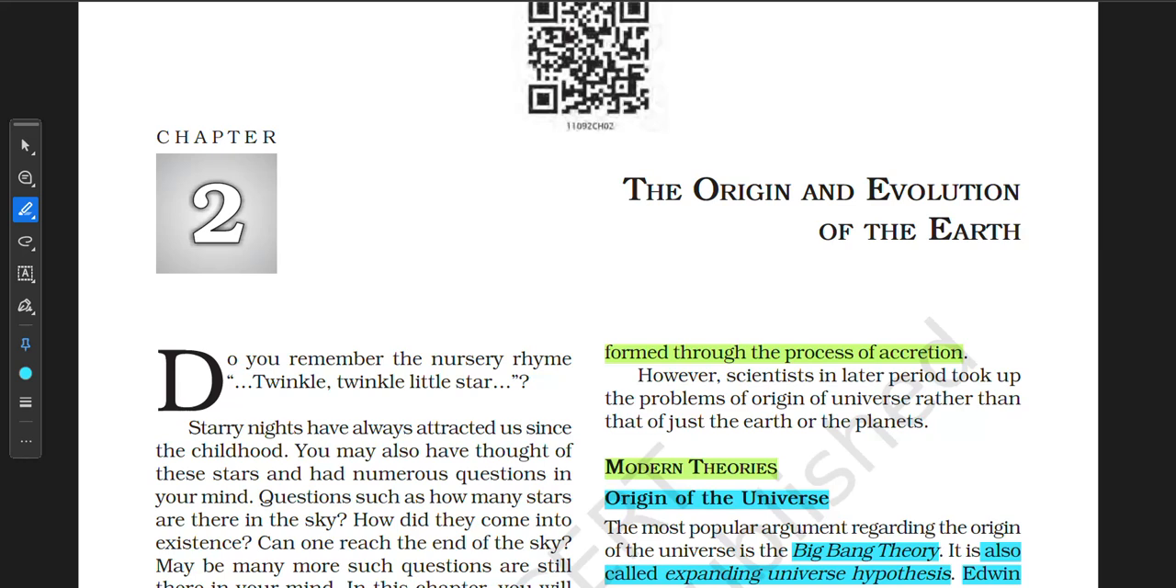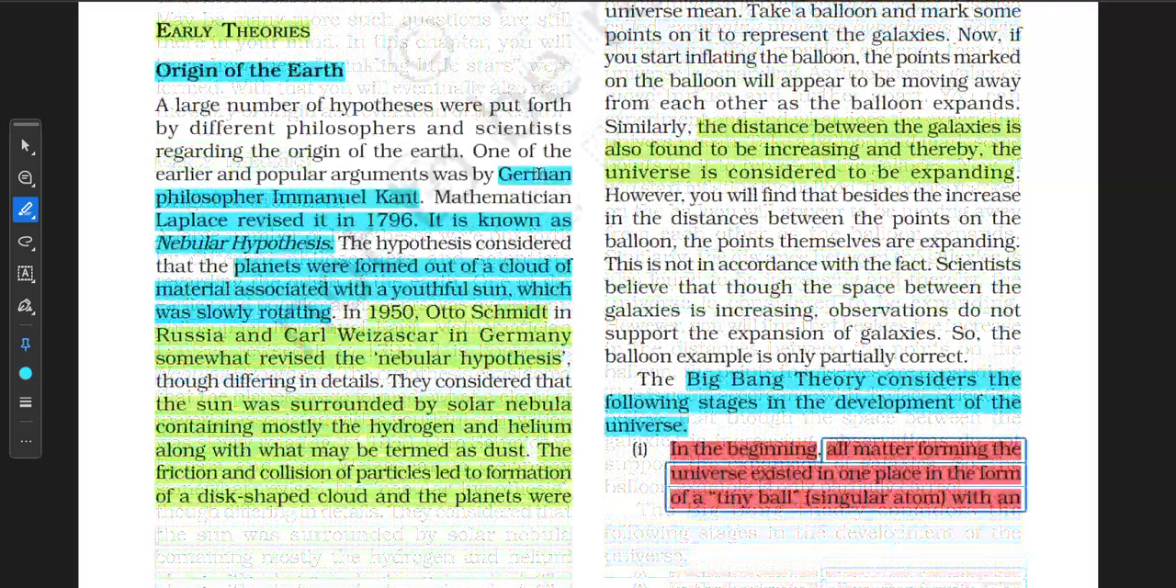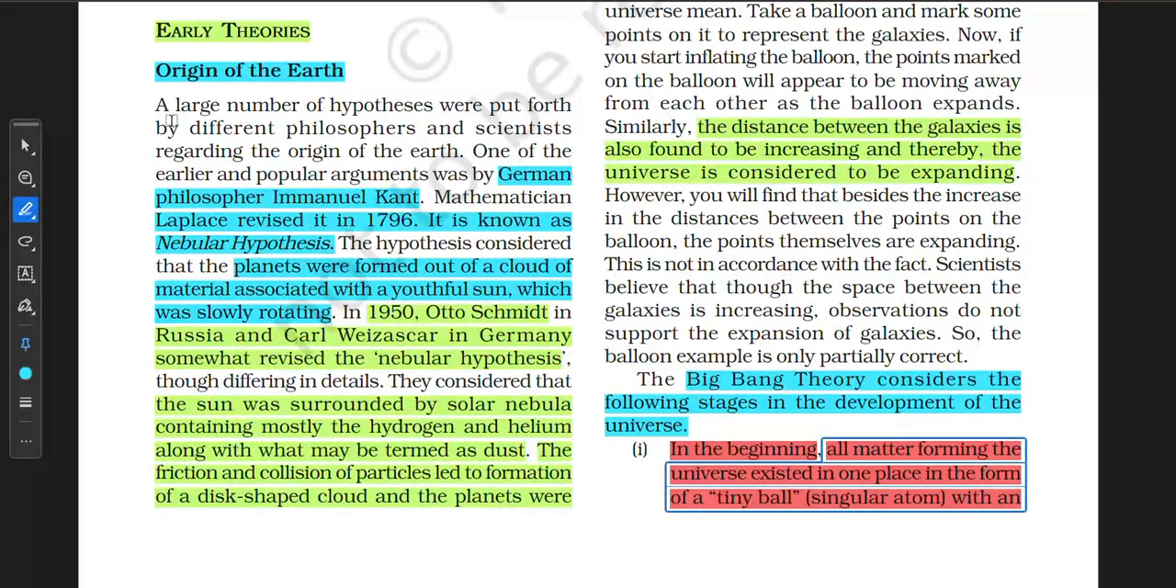Hi everyone, today we are going to discuss the origin and evolution of the Earth, which is chapter number 2 of Physical Geography, class 11. Okay, so let us discuss. First of all, we are going to understand the origin of the Earth.